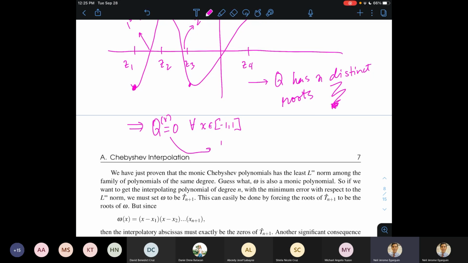Si Q ay defined to be the monic Chebyshev, T hat sub n of x minus P of x, and it should be equal to 0 for all x. So meaning T hat sub n of x must be equal to P of x. So ibig sabihin, kung meron ka pang monic polynomial ng L infinity norm ay less than or equal to the L infinity norm of the monic Chebyshev polynomials, that means that polynomial should be the monic Chebyshev polynomial. Kasi imposible na siyang bumaba. Okay?